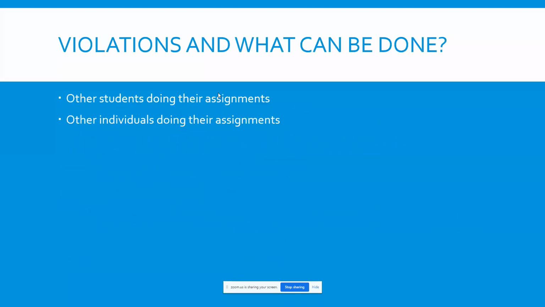What are some of the violations that we have seen and that are prevalent right now? First thing is other students doing the assignment. This is what I was trying to tell you. If you keep your quizzes and exams open for a long time, there is a very good chance that one student can take it for another student, or he or she may take it for 4 or 5 students. This can happen. And to avoid that, you just reduce the time that the exam is open.